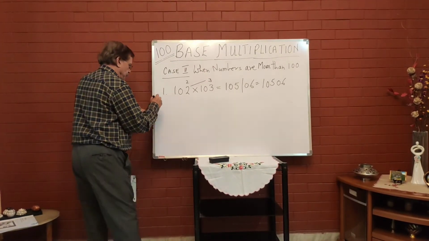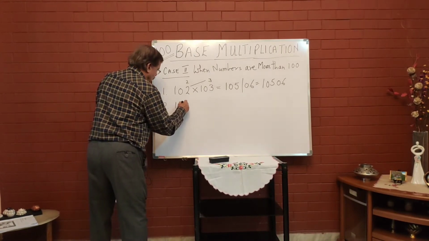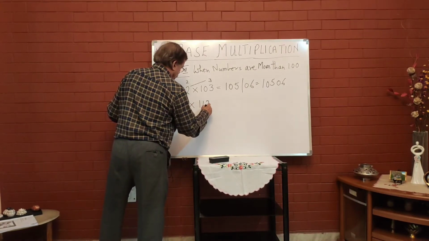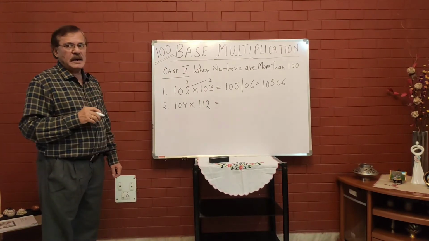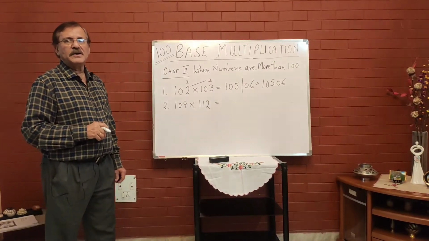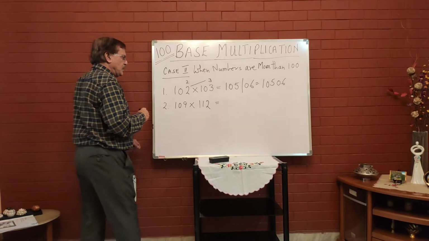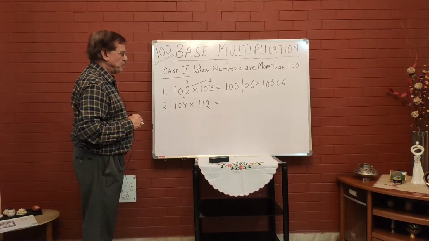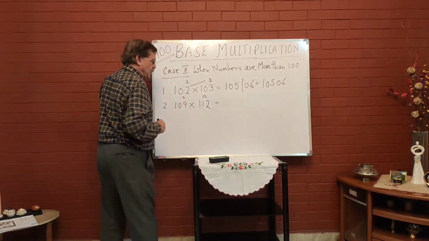Second question. 109 multiplied by 112. The first thing, are both these numbers greater than 100? Yes, they are. The first number is greater by 9. This is the deviation. The second number is greater by 12. This is the second deviation.